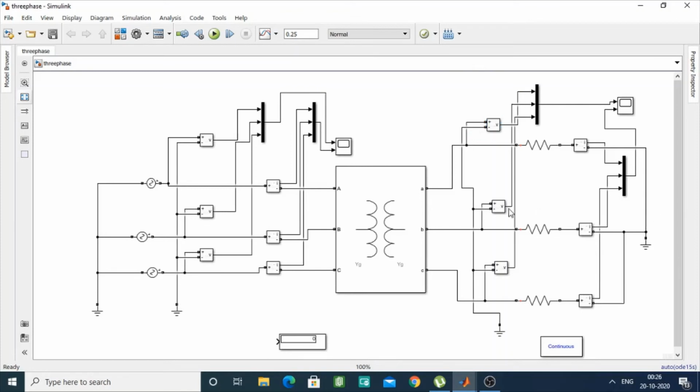Then the output from the voltage measurement is given to this mux, which is further given to the scope. Similarly, the output from the current measurement is given to this mux, which is again given to this scope for the output. And this is the power GUI, which is used for all the power system workings. Let's get to the simulation part of this.